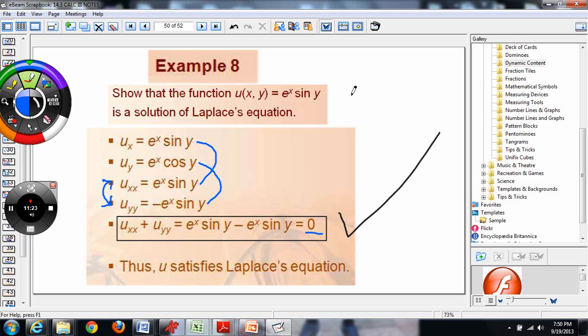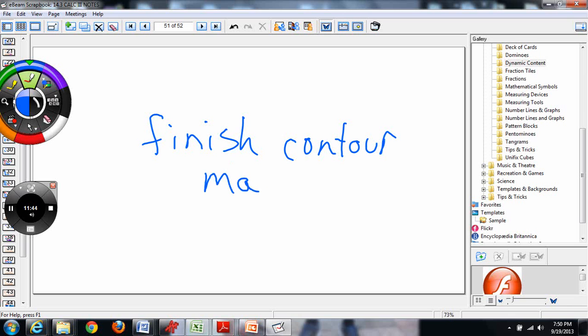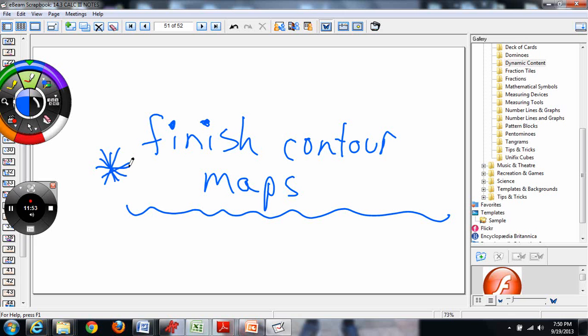I would also ask that you make your level curves, or your contour maps. Make sure those things look awesome in the back of the room. So I'm going to say finish contour maps. Make sure they look amazing. You guys are super creative, so I would love to be able to display those, but just try to make sure they're super accurate so that we're doing it right.